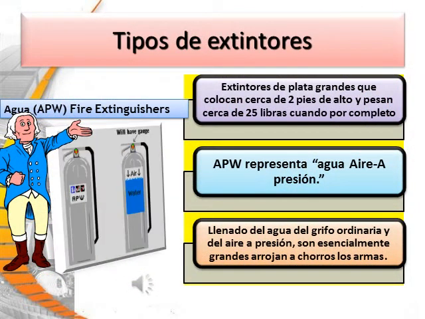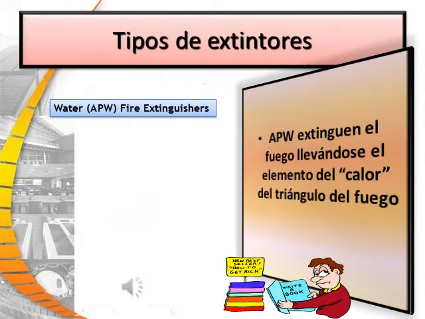Types of fire extinguishers include the water, or APW, which has a large silver appearance, stands about 2 feet tall and weighs about 25 pounds when full. APW stands for air pressurized water, which is filled with ordinary tap water and pressurized air, and they are essentially just large squirt guns. APWs extinguish fire by taking away the heat element of the fire triangle, which of course is oxygen, heat, and fuel.